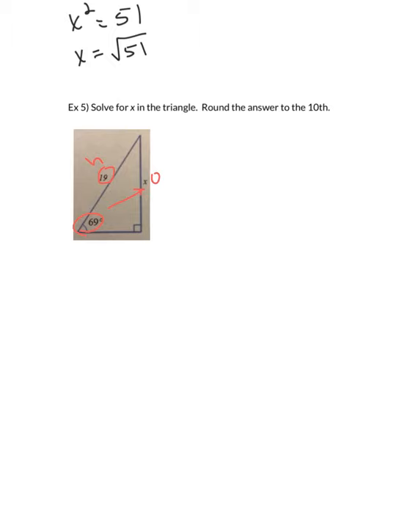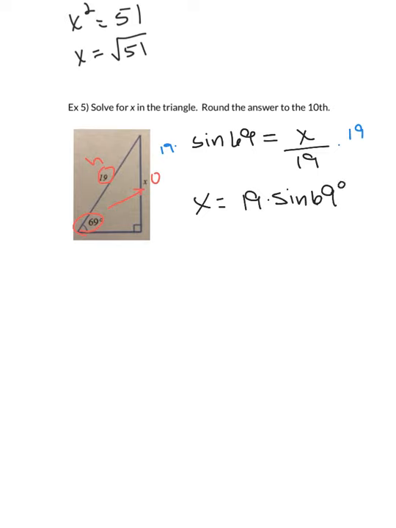The sine function. So what we are going to do is set up an equation that says that the sine of 69 equals opposite, which is the x we're looking for, over the hypotenuse, which we are told is 19. Now we need to solve this equation for x. Well, going back to our algebra, in order to solve for x, we would multiply both sides by 19. So x equals 19 times the sine of 69 degrees.